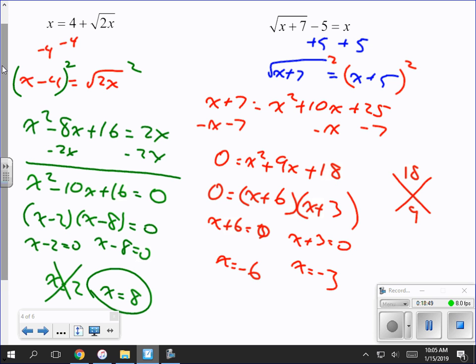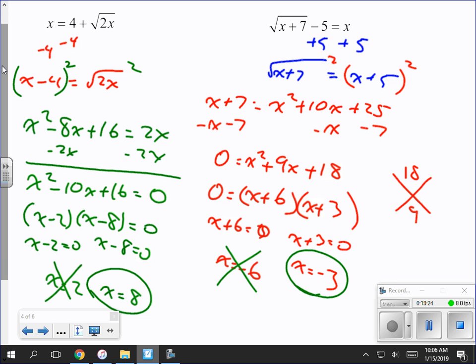I try negative 6 in here. Negative 6 plus 7 is 1. The square root of 1 is 1. 1 minus 5 is negative 4, not negative 6. That one does not work. Try negative 3 in there. Negative 3 plus 7 is 4. Square root of 4 is 2. 2 minus 5 is, look, negative 3. It does work.